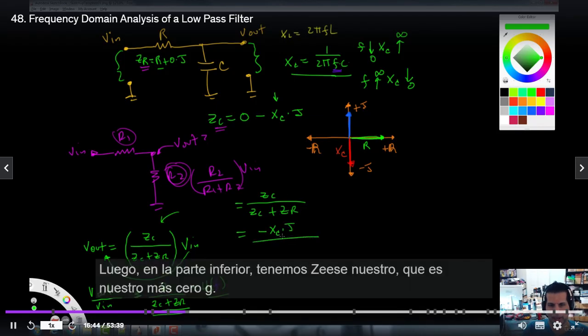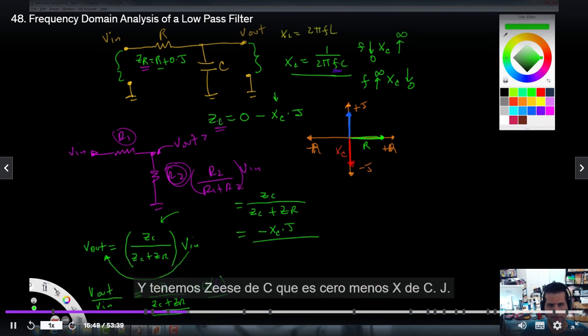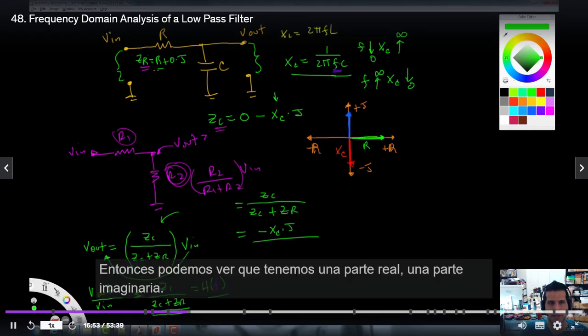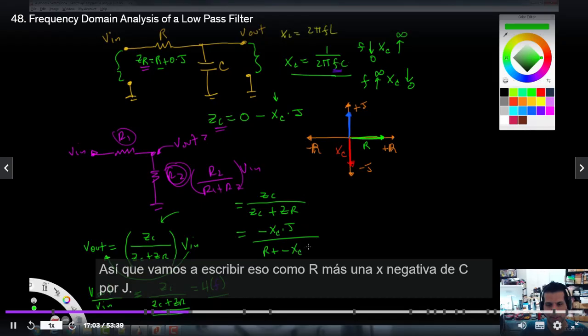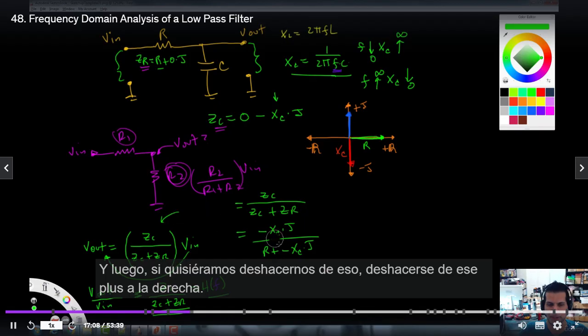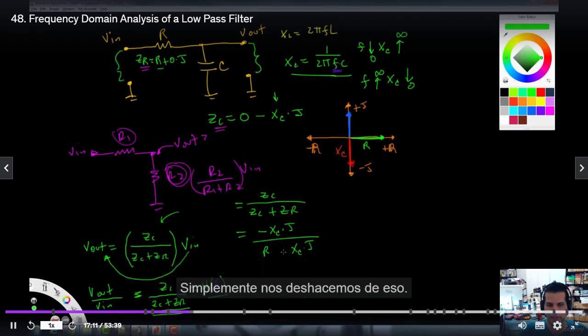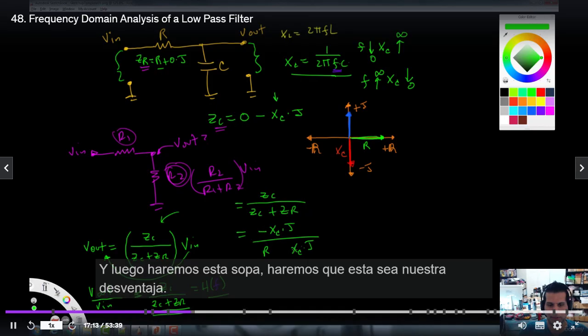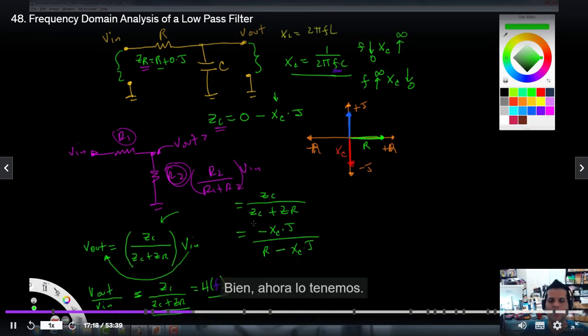All right. Then down in the bottom here, we've got z sub r, which is r plus 0j, and we've got z sub c, which is 0 minus x sub c j. So we can see we've got a real part and an imaginary part. So we're just going to write that out as r plus a negative x sub c times j. All right. And then if we wanted to, we could just get rid of that plus. That plus is not helping us any. We'll just make this r minus. Okay, so now we've got that.